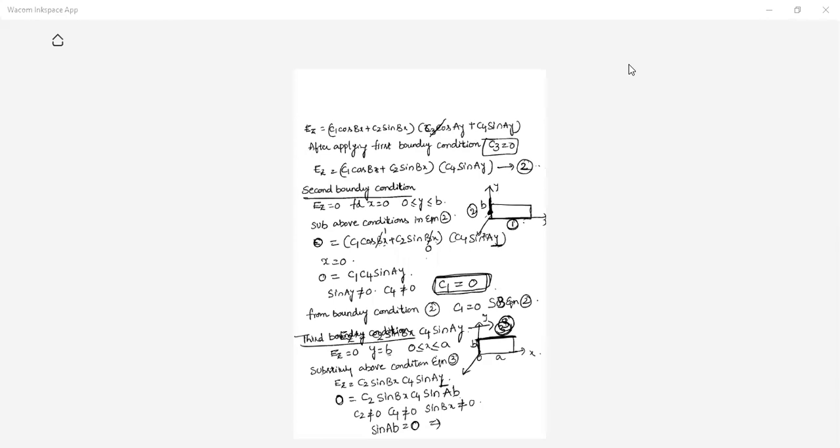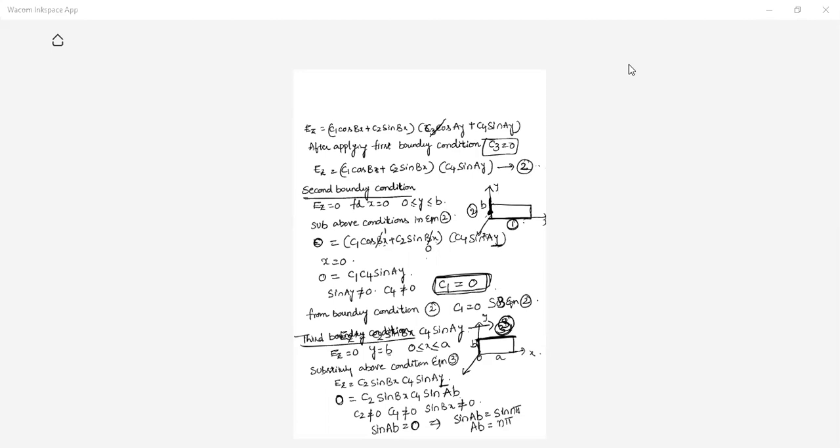Yes or no? Pi, 2 pi, 3 pi. N pi, ma'am. So basically it is generalized, so the generalized expression we can write is sin n pi. So I can write sin AB is equal to sin n pi. So what is AB equal to? I can write n pi.